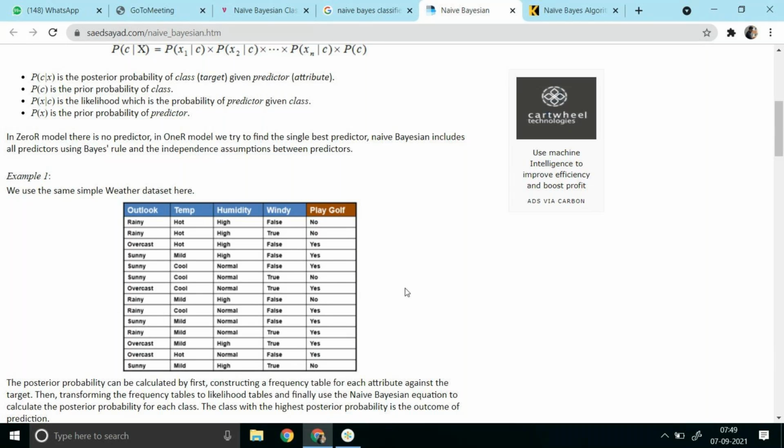Shailesh, which attribute were you doing? I'm doing the temperature. Okay. Tell me the final value, and I'll tell you whether it belongs to yes or no. Another 1 or 2 minutes. Okay, fine.